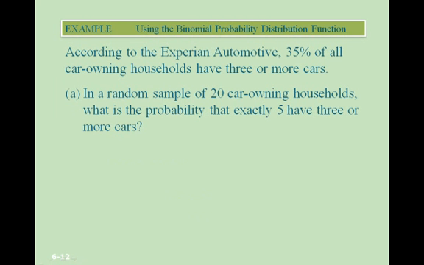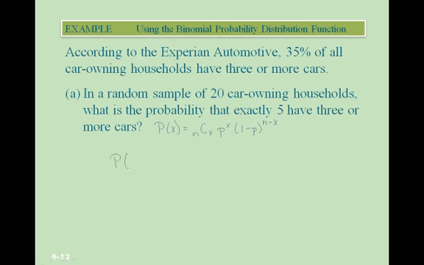So we want to use the binomial probability distribution function in these examples. According to Experian Automotive, 35% of all car-owning households have 3 or more cars. In a random sample of 20 car-owning households, what is the probability that exactly 5 have 3 or more cars? So recall our probability for x. We have nCx times p to the x times 1 minus p to the n minus x.